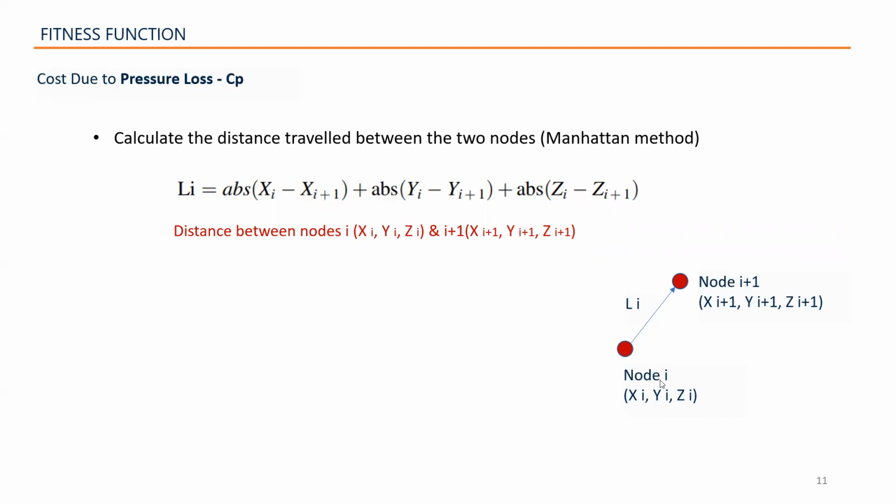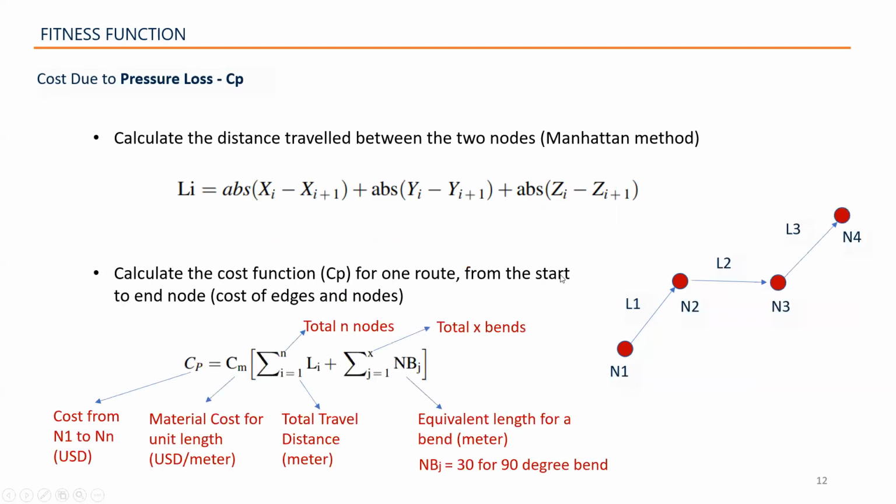So between 2 nodes, node i and node i plus 1, the coordinates are xi, yi, zi, and xi plus 1, yi plus 1, and zi plus 1. The distance between these 2 nodes will be like this: the absolute value of xi minus xi plus 1, and the y coordinate and z coordinate likewise. This is the distance between any 2 nodes.